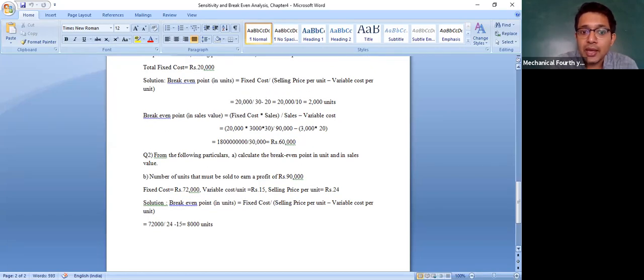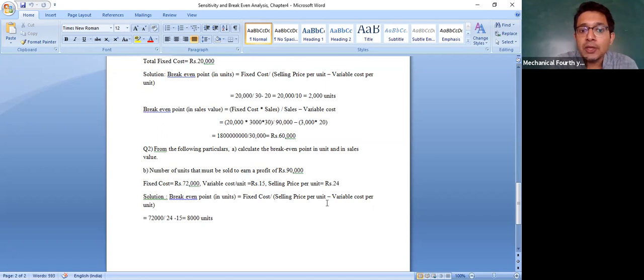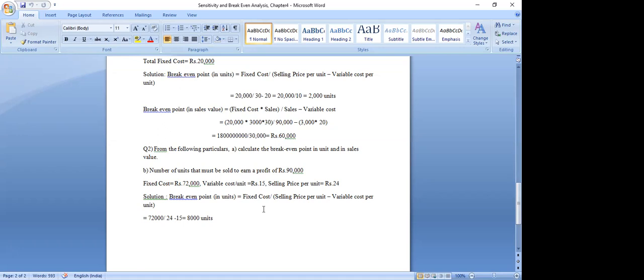Rishabh, you can do it in a very simple way. 8,000 into rupees 24, you will get the break-even point in sales value, or you can try it the other way also. But how do we get the number of units that must be sold to earn a profit of rupees 90,000? Any guesses? Anyone? So profit divided by contribution.